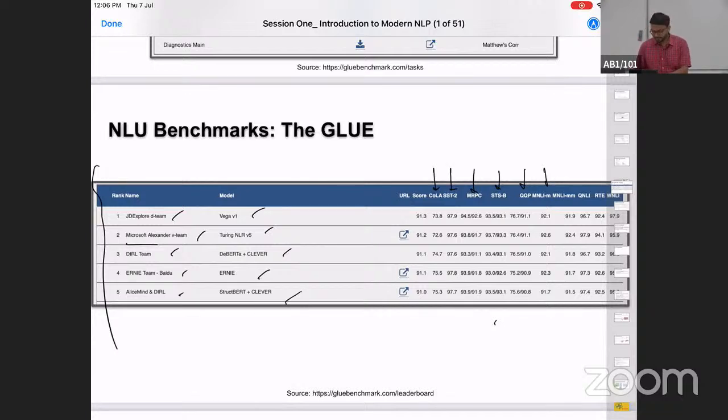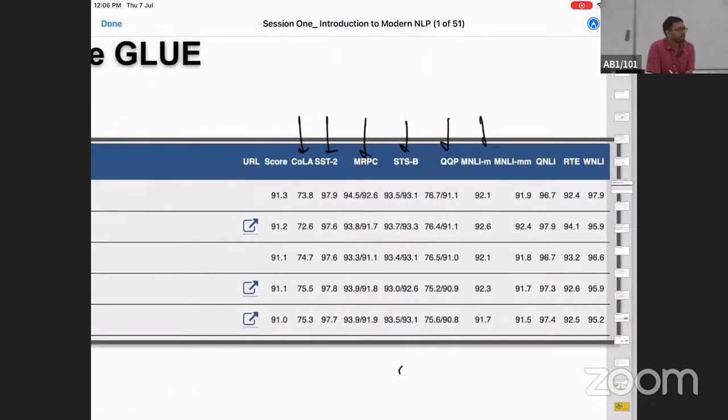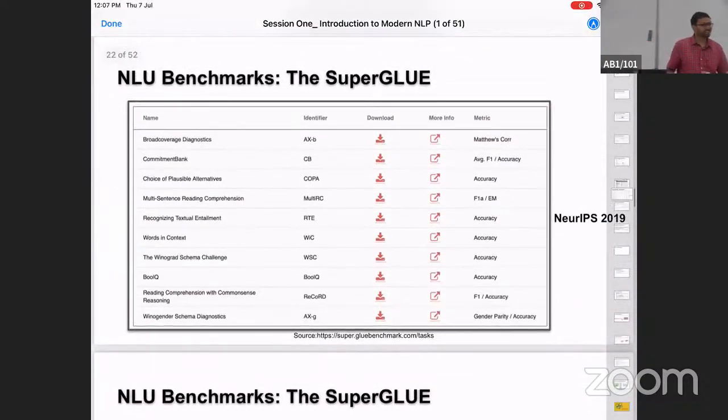What has happened, if you see here, is that within 6 months of its launch, almost all numbers have saturated. We have reached the maximum, almost 95, 96, 97, 98, 99. It became so saturated that they had to come up with an advanced version of GLUE with more difficult tasks. They call it SuperGLUE. They thought that whatever they were coming up with in the next 6 months, it had very challenging NLP tasks. That was their impression.